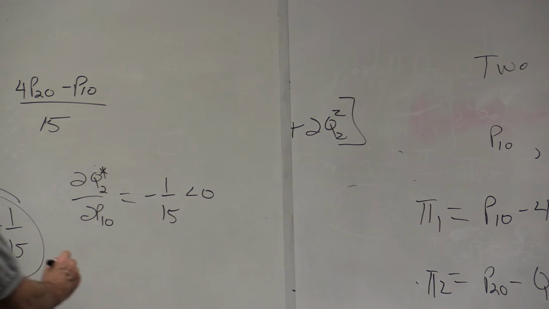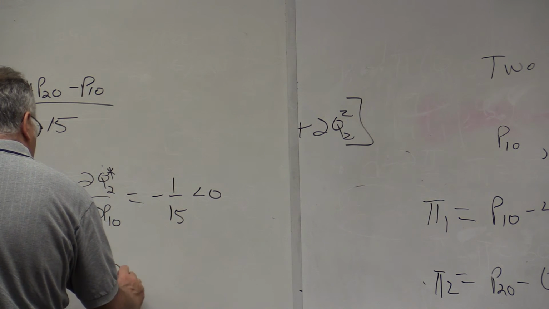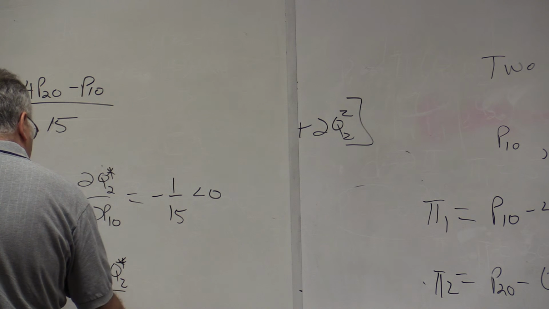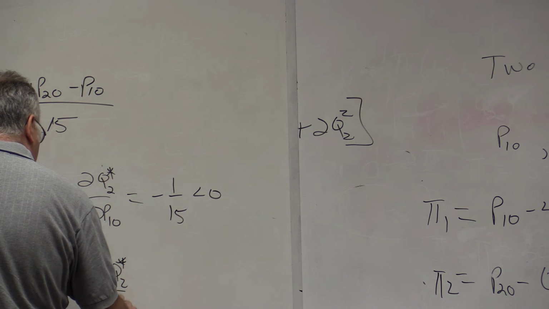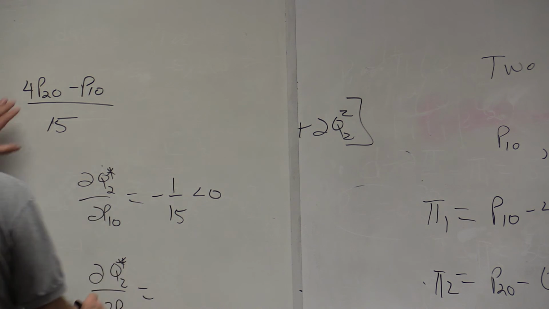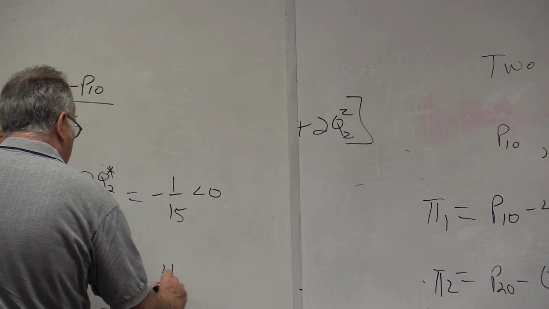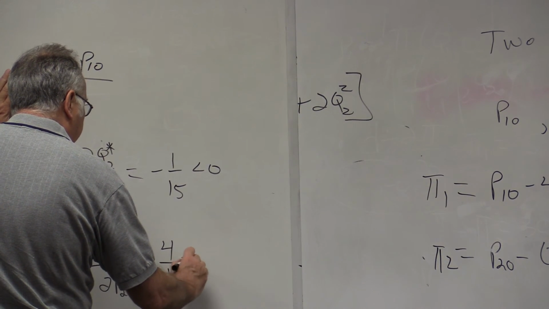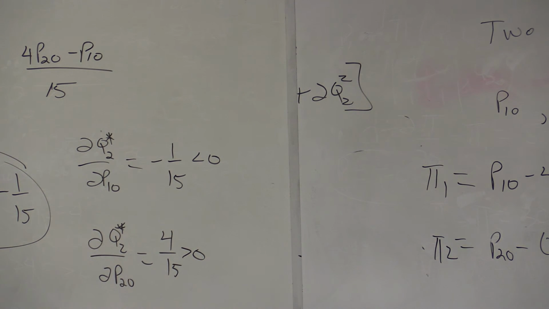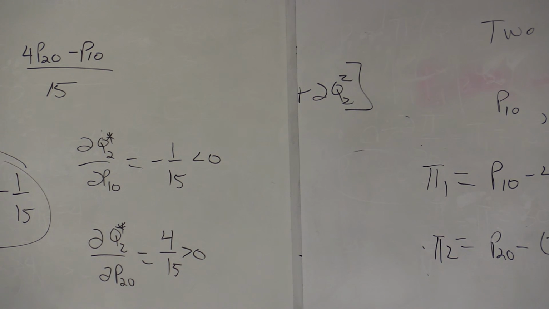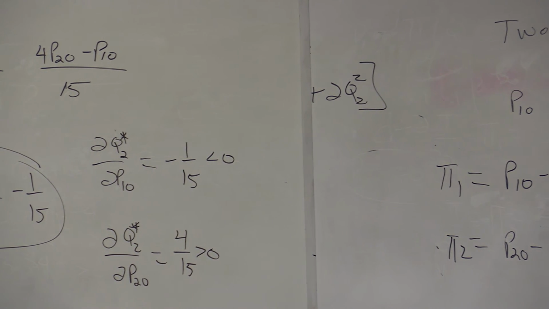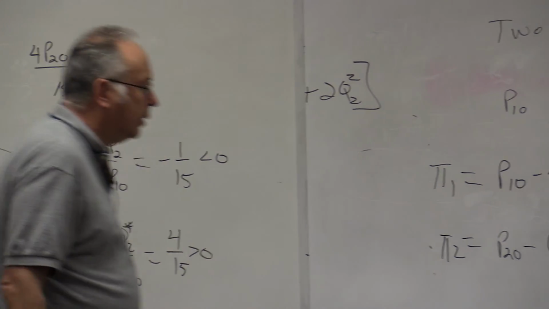And then finally, partial Q2 star, partial P2 is just 4 over 15. And it makes sense that that would be positive because P2 is just the marginal revenue for producing product 2. Marginal revenue producing product 2 goes up. You want to produce more product 2. But less of product 1 because of this cost function, because of this term right here.